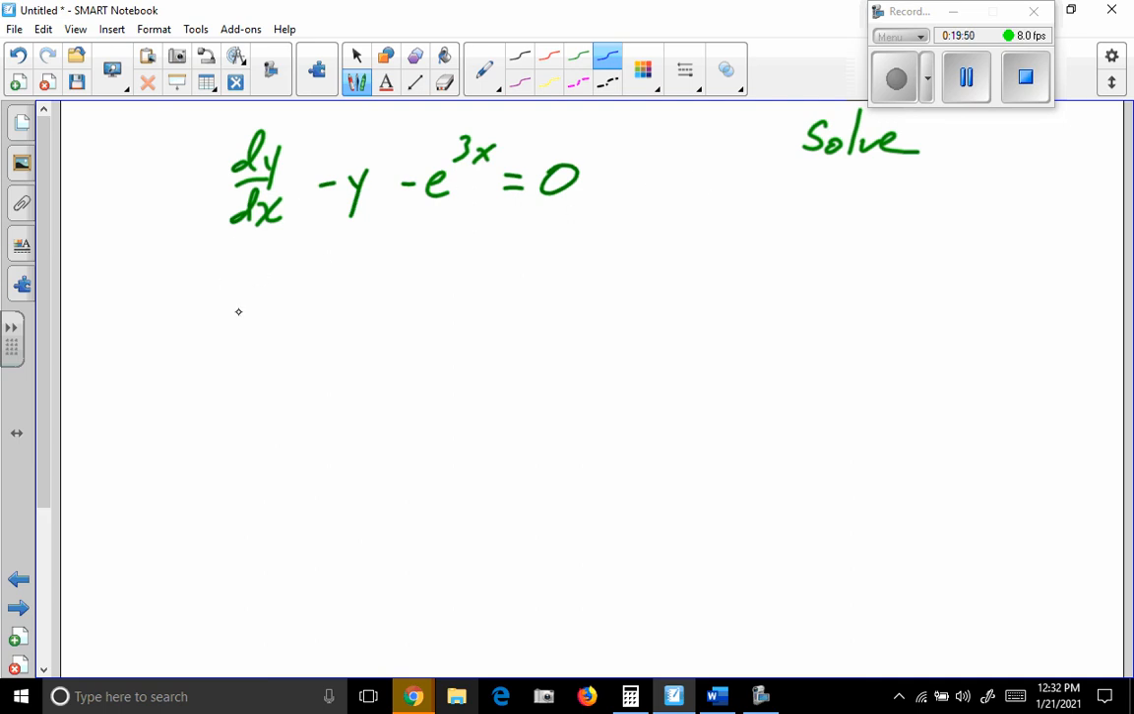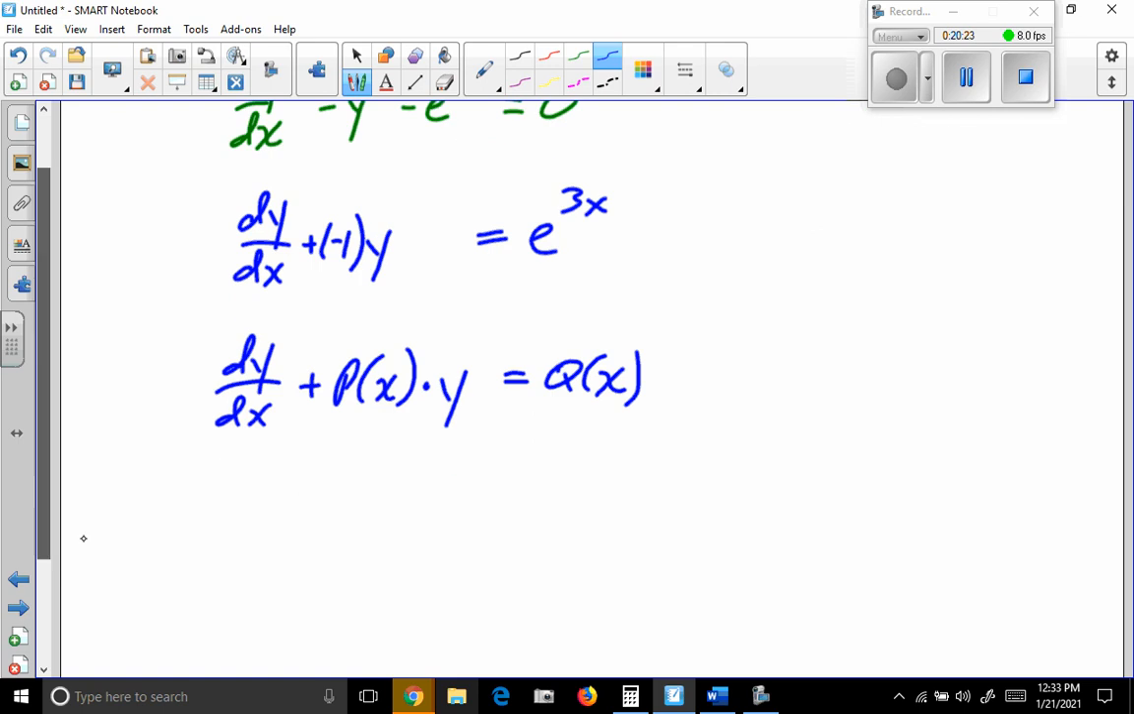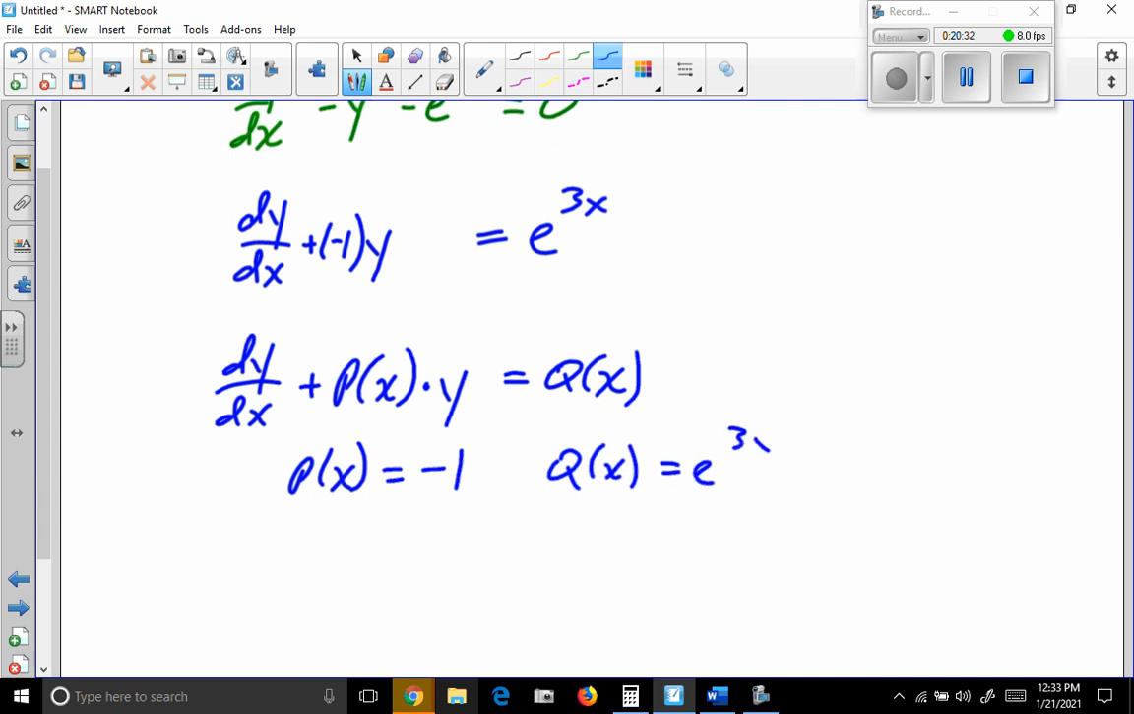So to put this in standard form, we need to move the e to the 3x over. And let's even change this to plus negative 1y, because our standard form will be dy dx plus p of x times y equals q of x. So in our case here, our p of x is negative 1. Our q of x is e to the 3x.